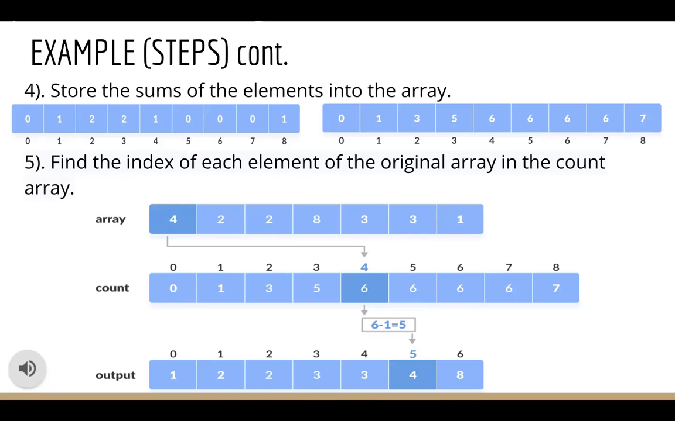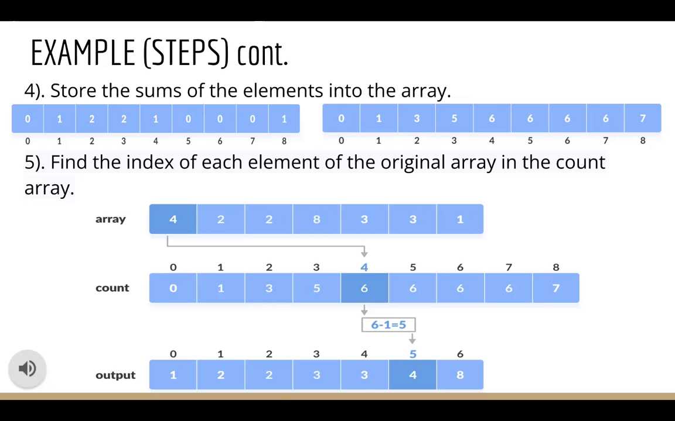And we see in the first number that it's 4, so we go to the index of 4 in the count and do 6 minus 1 equals 5. Go to the index of 5 for our output and put 4. And it works for all the other ones too.